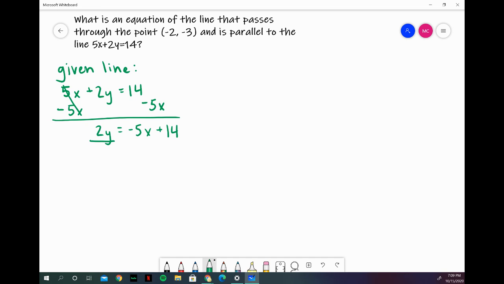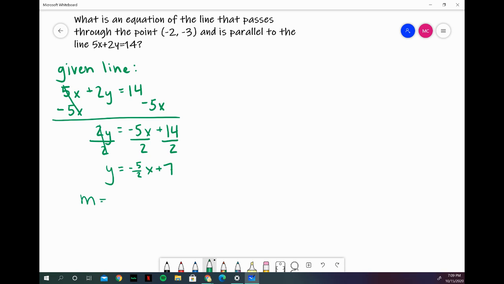So if I divide by 2 on both sides, I will get y by itself because 2 divided by 2 is just 1. And so now I have 1y is equal to negative 5 over 2. I'm just going to keep that as a fraction times x plus 14 divided by 2, that's just 7. And now I know that the slope of the given line is negative 5 over 2.